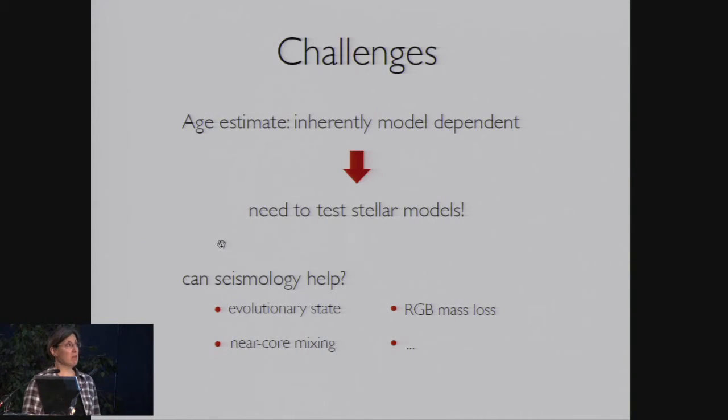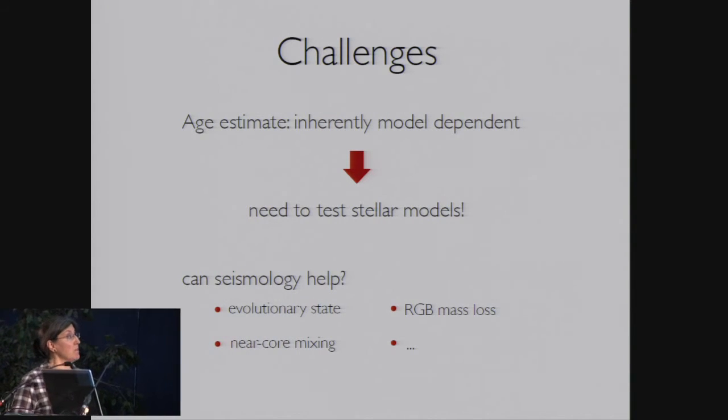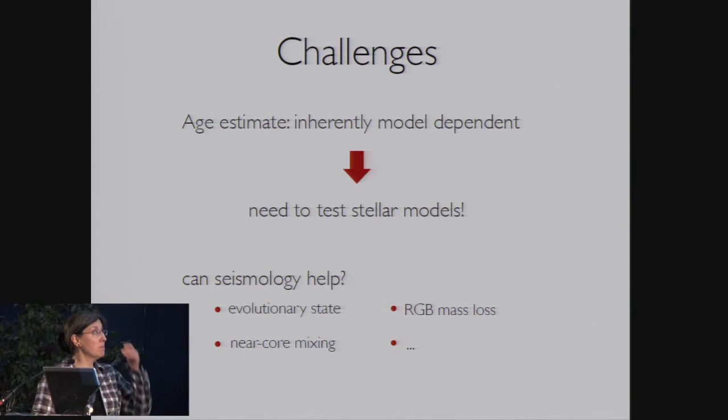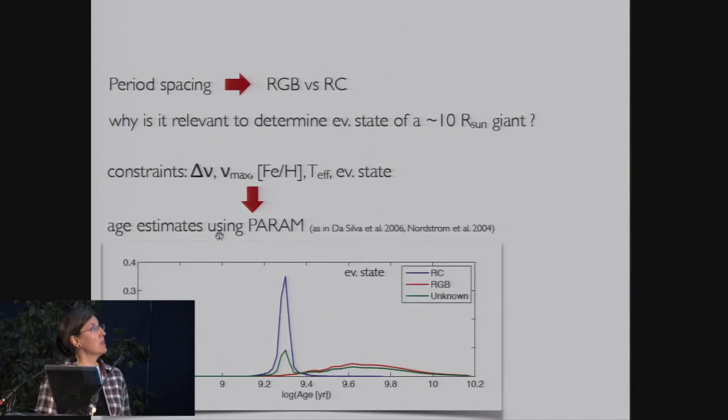So mass and radius are not so bad. But what about the age? I thought before that the age depends on the models, and the more important things are first the mixing in the core, the mixing processes, and also the evolutionary state.